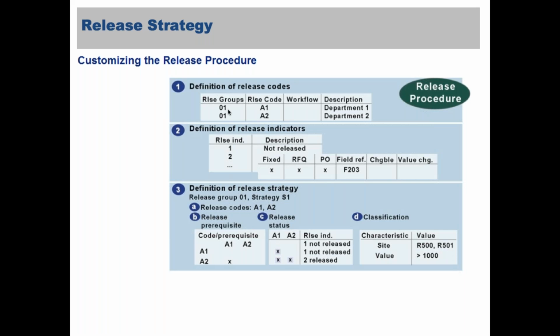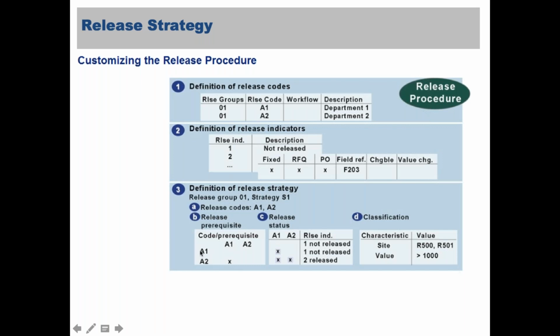In that sense, merchandiser is a release code, department manager is a release code, and VP is a release code. That's what it is called. And then the definition of release indicators: who should release first, who should release second, who should release third. When the third person, the senior VP, has released, it means the entire release process is successful. If A1 is not released, the order is not released. In order for A2 to get released, A1 should have released first. So if A2 is released, then only the entire process is released.